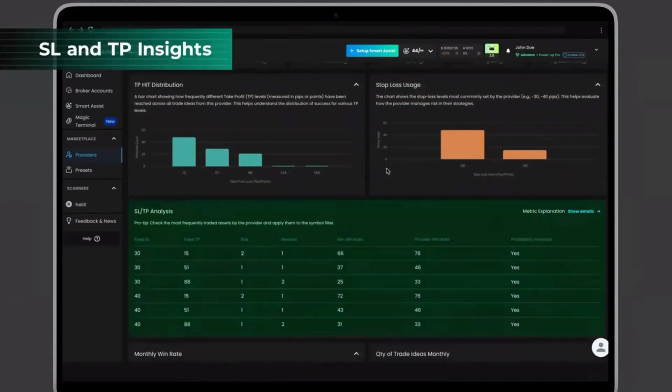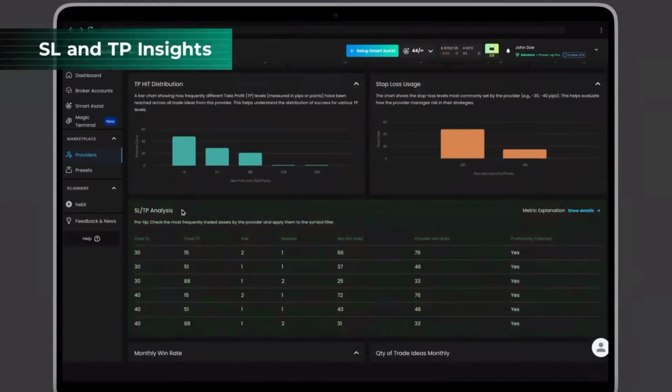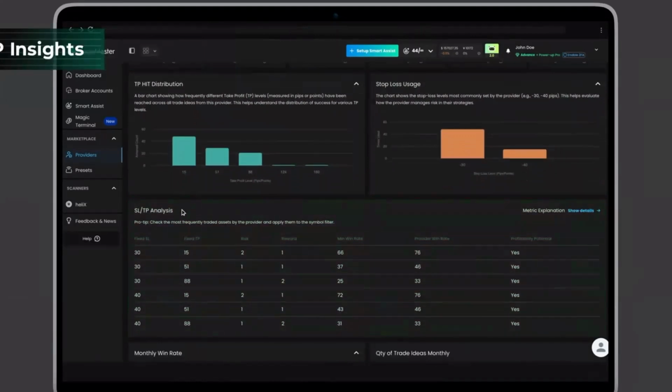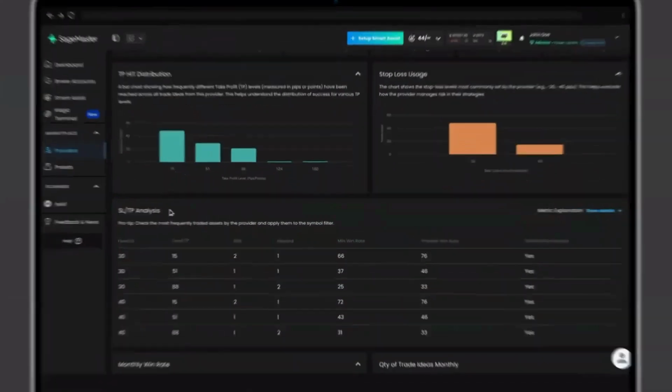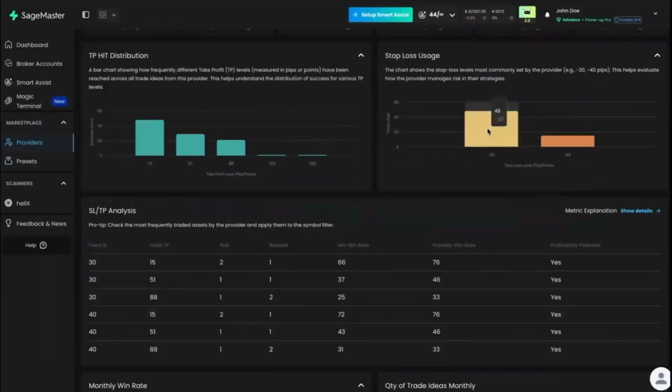SL and TP analysis. The SLTP analysis table shows which combinations of stop-loss and take-profit levels may have yielded the best historical results and helps you understand how providers manage risk. You'll see the most frequently used stop-loss SL levels, such as -30 or -40 pips. The most common take-profit TP levels like 15, 51, or 88 pips. From there, the system calculates risk and reward based on those levels.